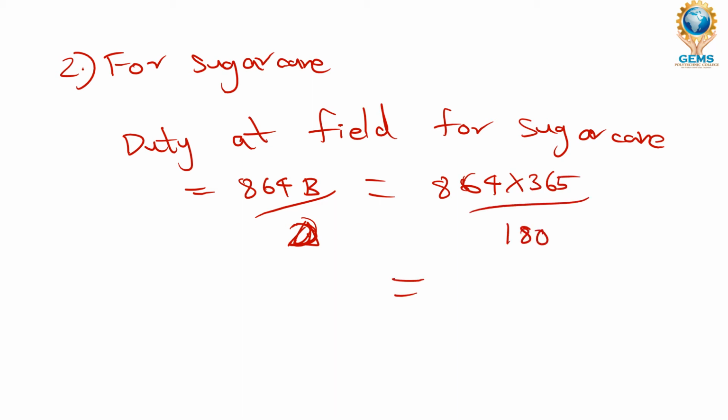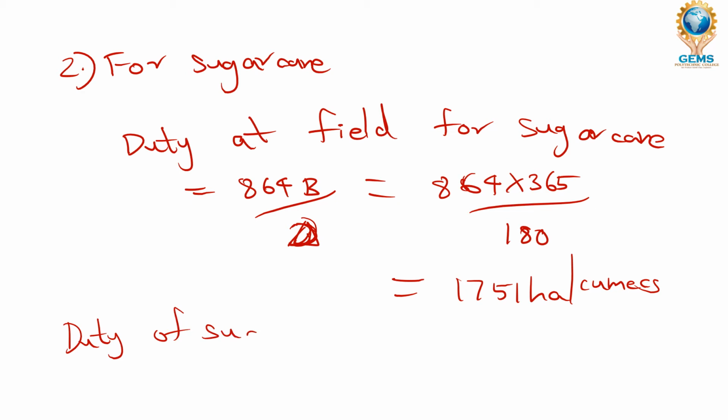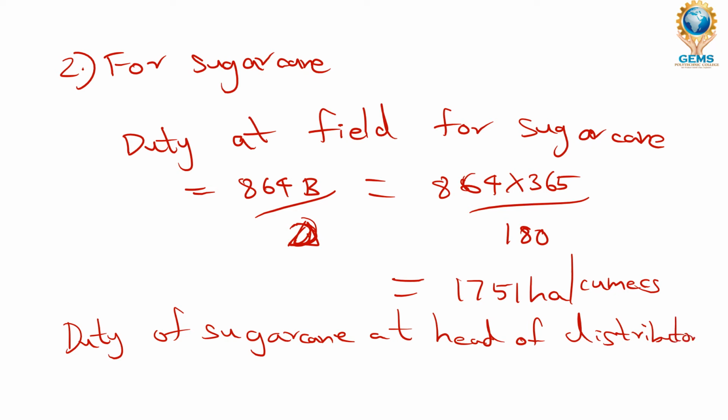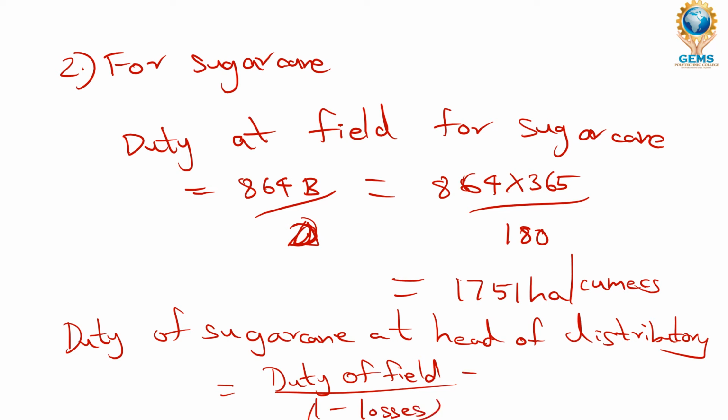So the value will be 1751 hectare per cumec. Calculate it. The duty of sugarcane at head of distributary is equal to the same formula that we have applied for jowar too: duty at field divided by 1 minus losses. So we are going to apply it here.